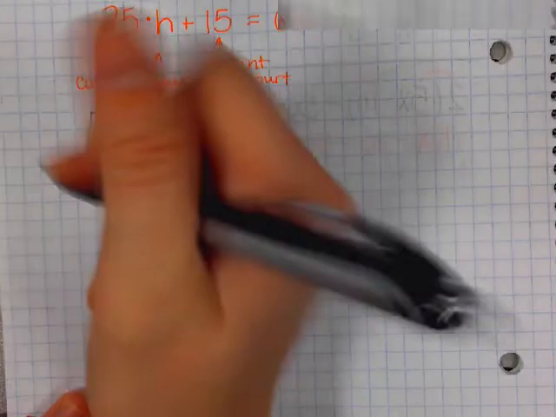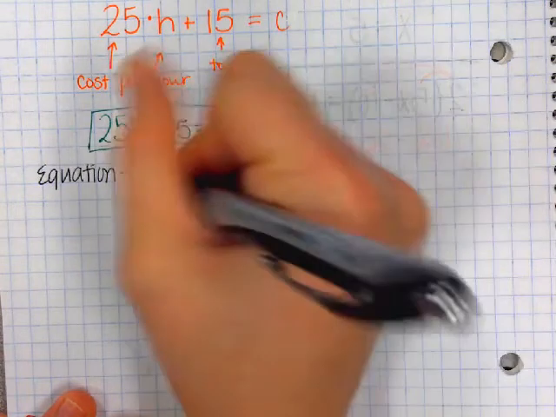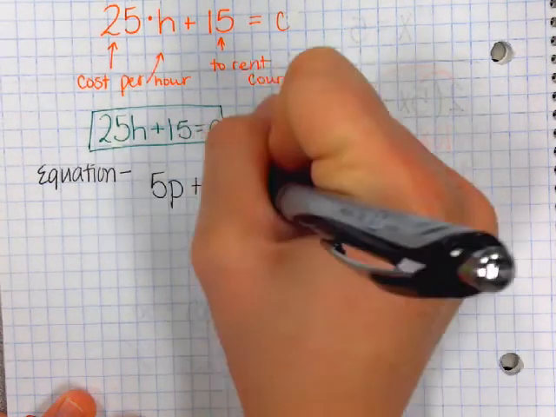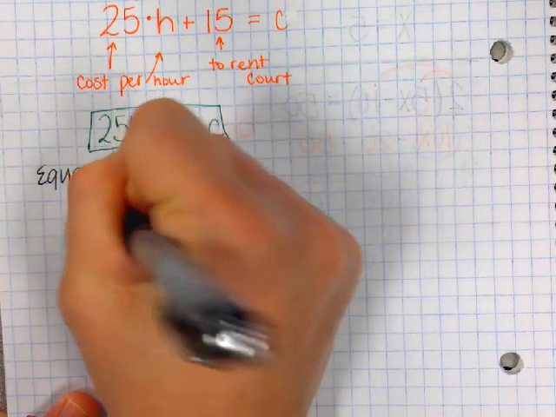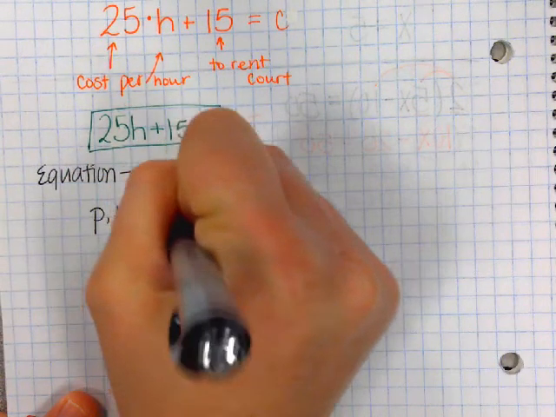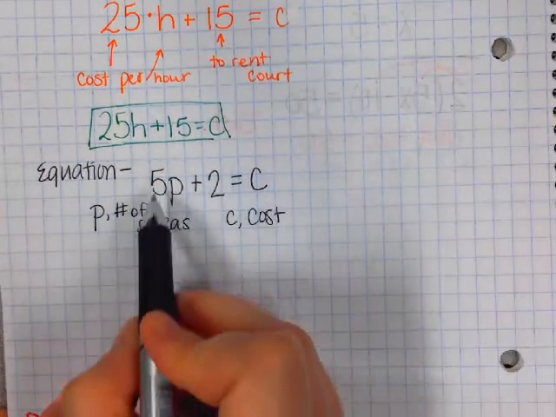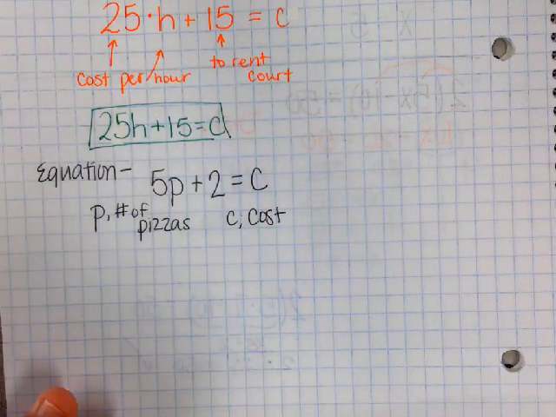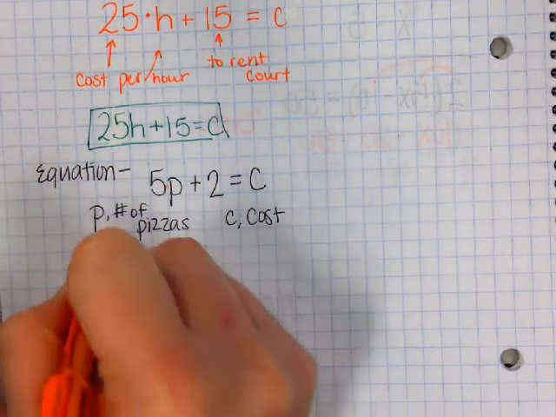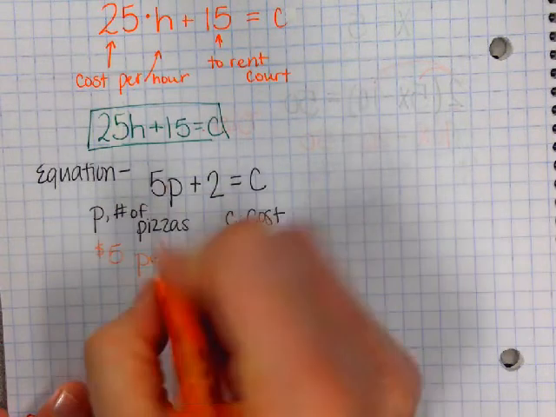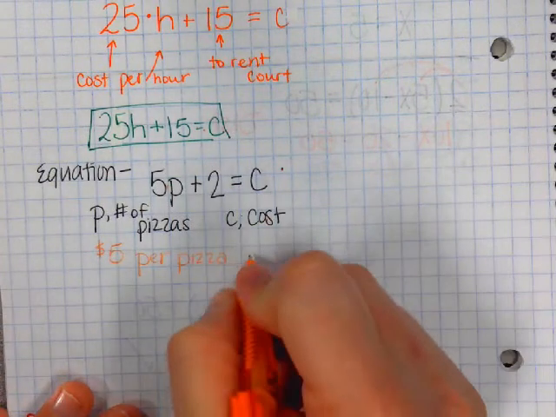Okay, now if I give you the equation, write the verbal. So if I give you an equation of 5p plus 2 equals C, where p represents the number of pizzas and C represents the cost. So it's 5p. Remember, 5p means the same thing as 5 times p. So it's $5 per pizza plus some $2.